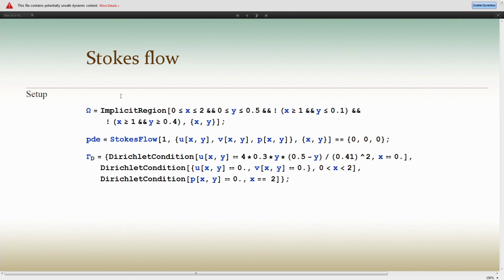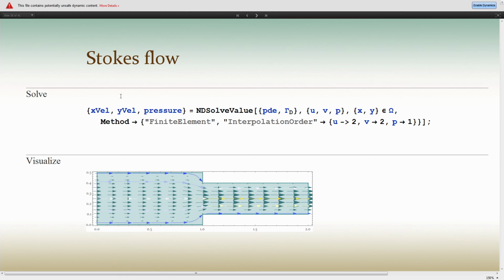To model this problem, I specify an implicit region. I have this Stokes flow operator with a coefficient, u, v, and p. And there's no force on that operator. I have a Dirichlet condition that models the inflow condition. So u at the left-hand side is specified by this formula. U and v on all other sides are set to 0. And the pressure at the output is also set to 0. We call NDSolve. We give an interpolation order. And this allows us to use a higher order interpolation for the velocity than we use for the pressure. That's something very neat because that stabilizes this specific method. For this specific problem, it stabilizes the computation. And here's a visualization of the flow field in this duct.